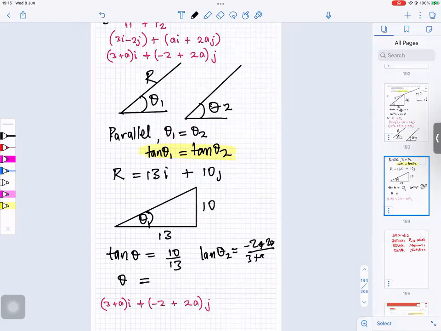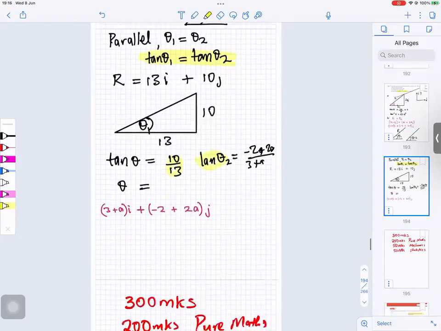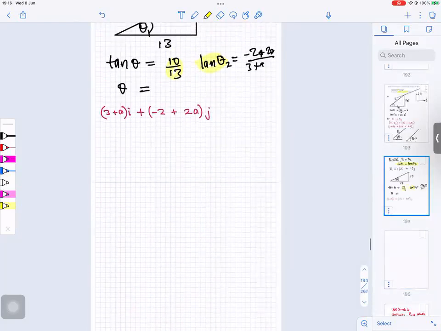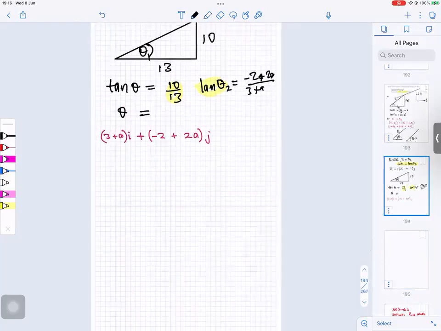Now, that means this one and this are equal. So you've got an equation to solve. Do you want to solve that equation and tell me how you do it? Well, -2 plus 2a over 3 plus a is equal to 10 over 13. So if you solve that, tell me what you get.